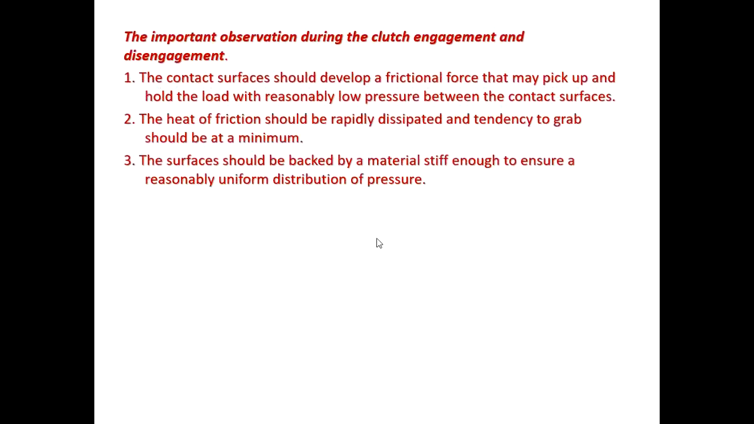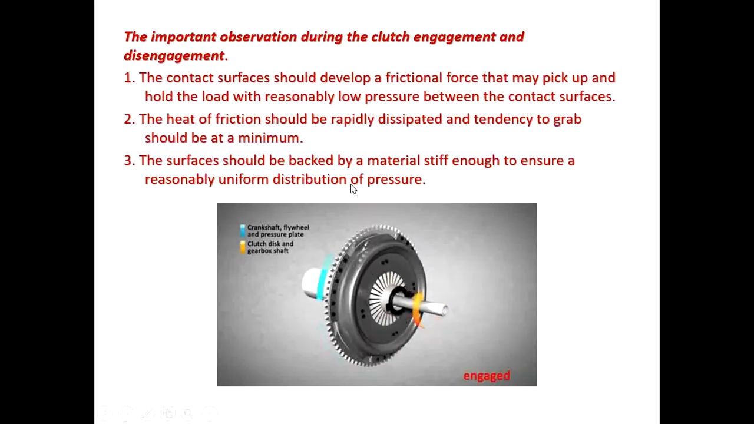Now we'll see the important things about clutch engagement and disengagement. The contact surfaces should develop a frictional force that may pick up and hold the load with reasonably low pressure between the contact surfaces. This is one of the requirements of a clutch. The heat of the friction should be rapidly dissipated, and the tendency to grab should be at a minimum. The surfaces should be backed by a material stiff enough to ensure reasonably uniform distribution of pressure. So the frictional force should be enough to hold the load despite pressure variation between the contact surfaces.